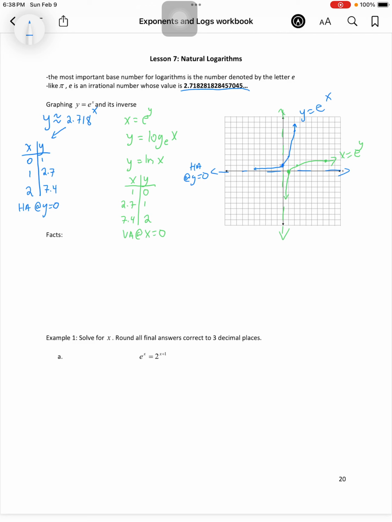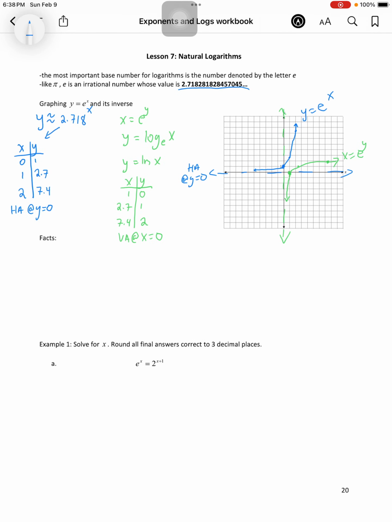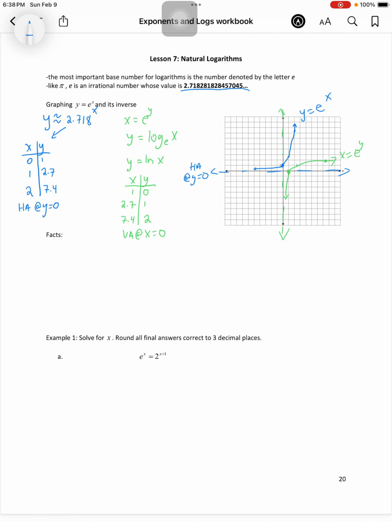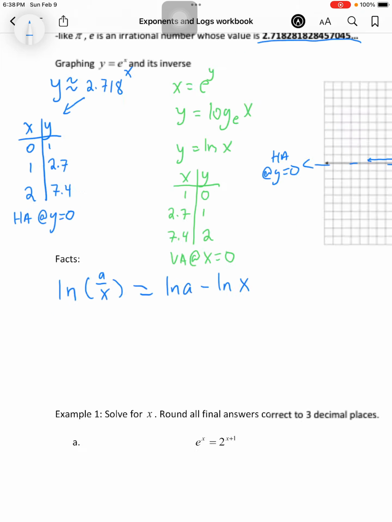So down here, facts. These are kind of like rules, and it's very similar to what we did in previous lessons, except instead of saying logs, it's just going to say ln. So here, ln of a over x, the division rule, same thing. It's going to be ln a, because the a is positive since it's in the numerator, minus ln x. x is negative because it's in the denominator.